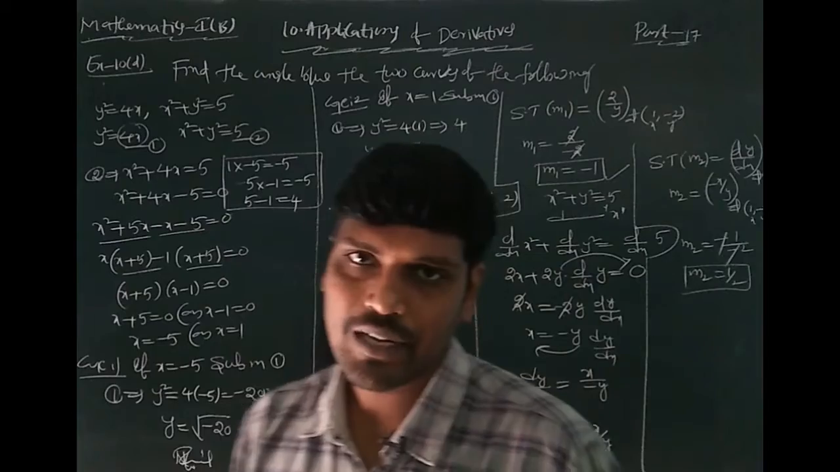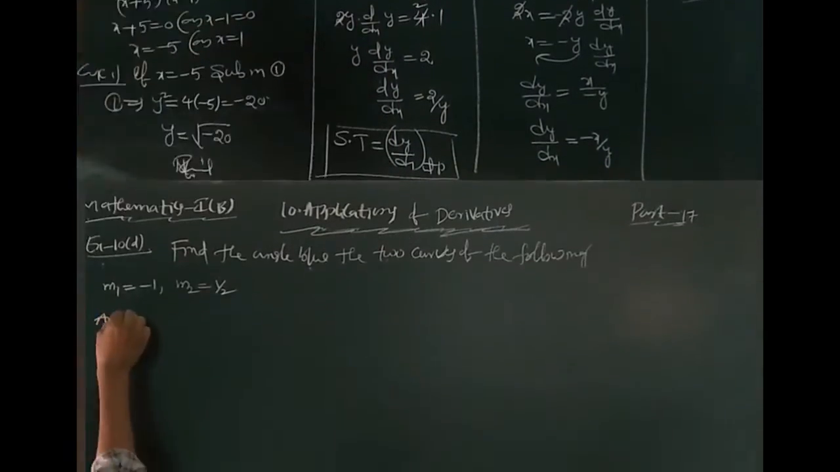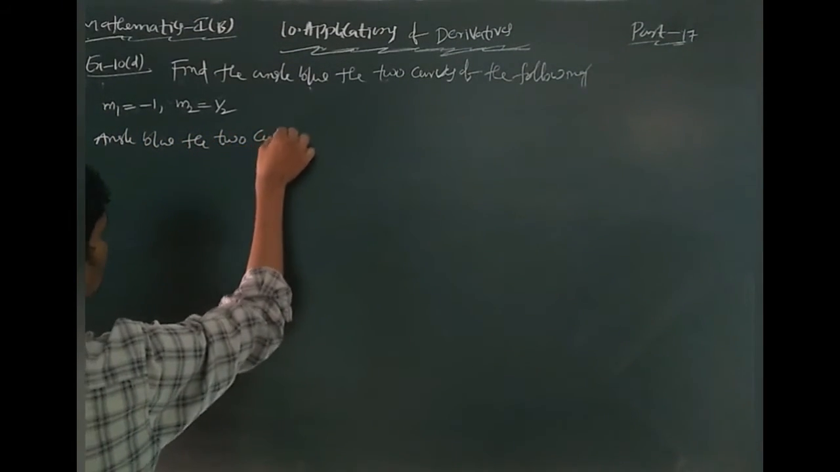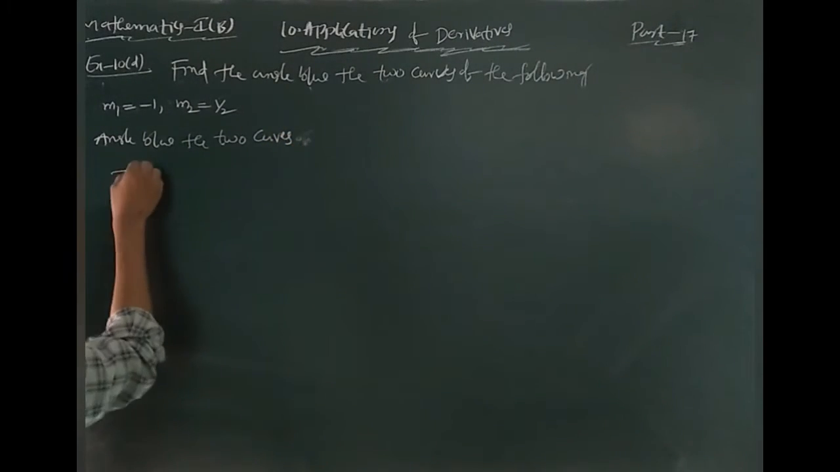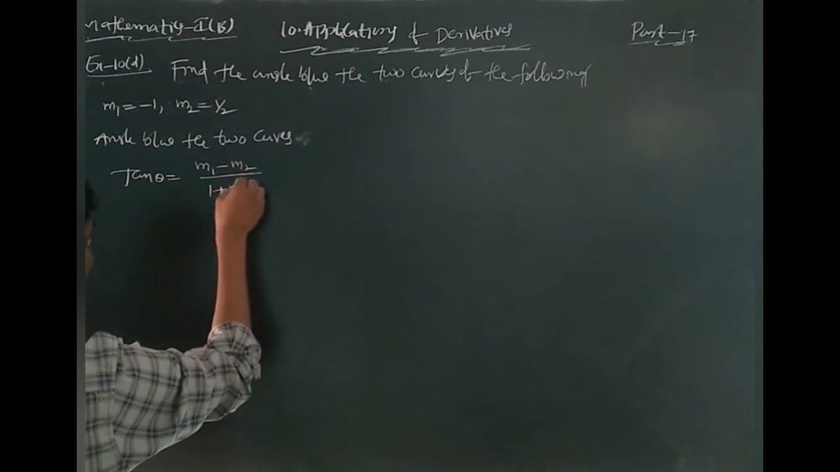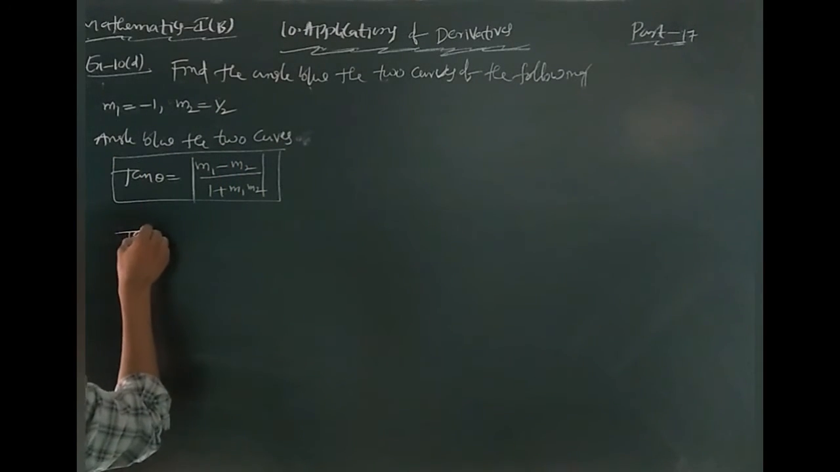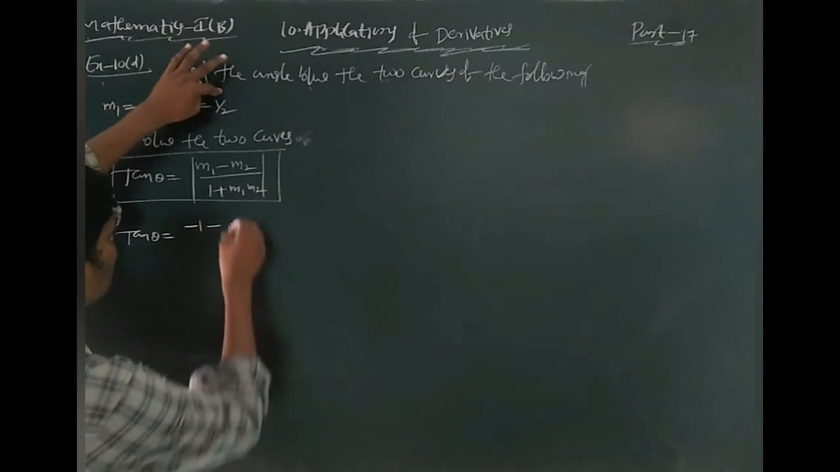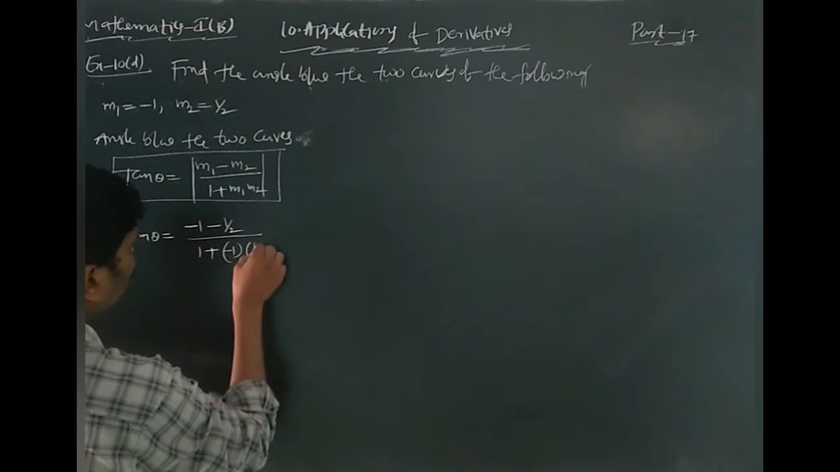After that, you can write the angle between the two curves and substitute into the formula. Let the angle between the two curves be theta. Then tan theta equals, what is the formula? m1 minus m2 by 1 plus m1 into m2. This is the formula. In this formula, tan theta is equal to m1 value, which is minus 1, minus m2 value 1 by 2, whole by 1 plus m1 value, minus 1, times m2 value, 1 by 2.